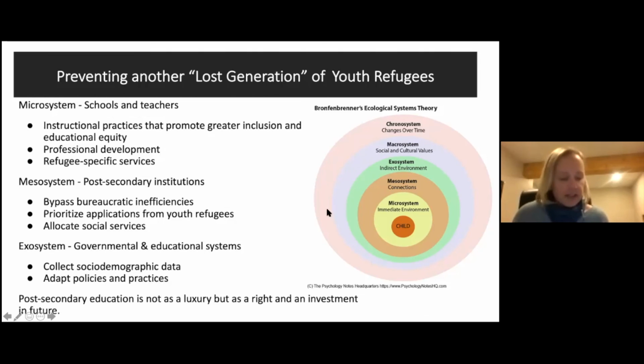So I'll just leave on a note from Magaziner 2015. In order to prevent another lost generation of youth refugees in education, post-secondary education should be viewed not as a luxury, but as an investment in the future.